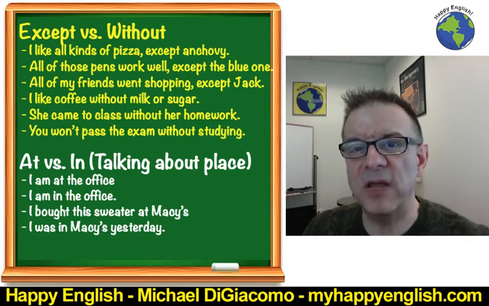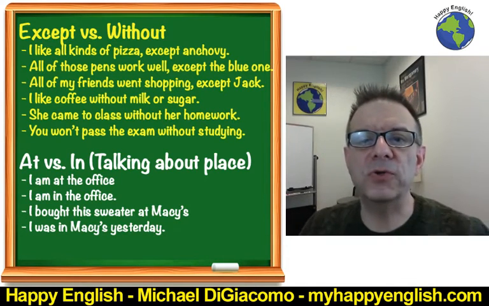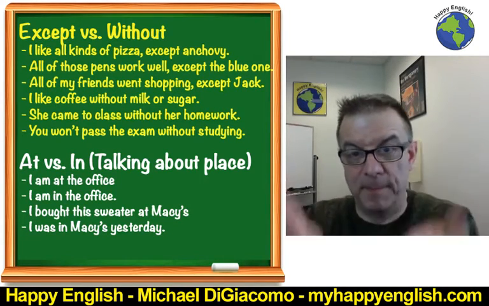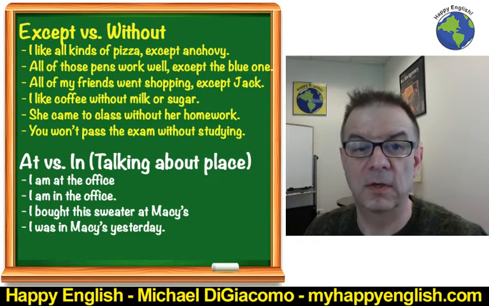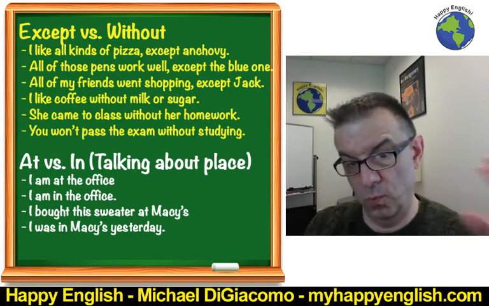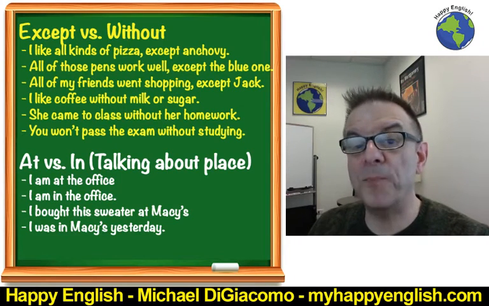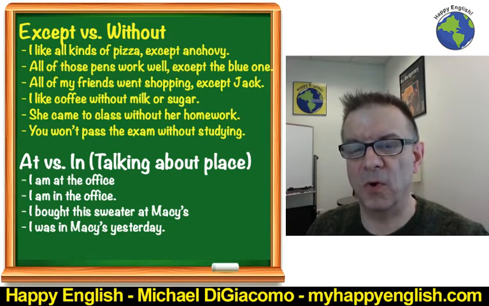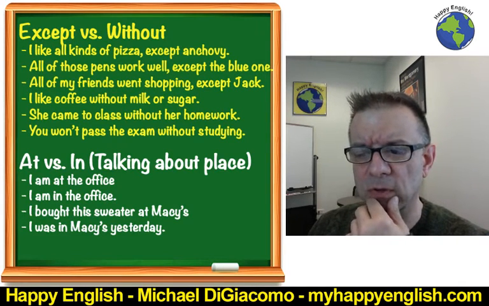I like my coffee with no milk and sugar. So you can use "with no" and "without" basically the same way, the meaning is the same. She came to class with no homework. Without her homework, or with no homework. You won't pass the exam with no studying, although that sounds really weird to me. With no studying, with no milk.